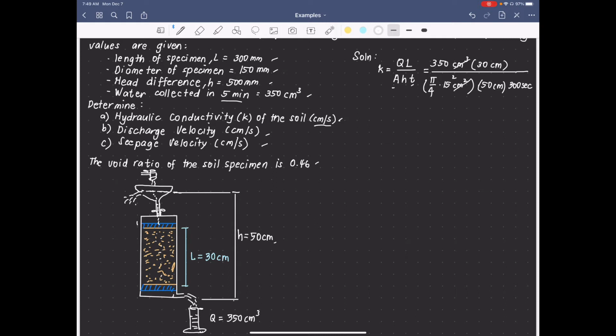So the resulting unit would be centimeter per seconds. Calculating the permeability, we will get 3.96 times 10 to the negative 3 centimeter per seconds. So this is the answer for letter A. Normally for sand, the value is in the range of 10 to the negative 2 to 10 to the negative 4. Then we have for letter B, we need to solve for the discharge velocity.